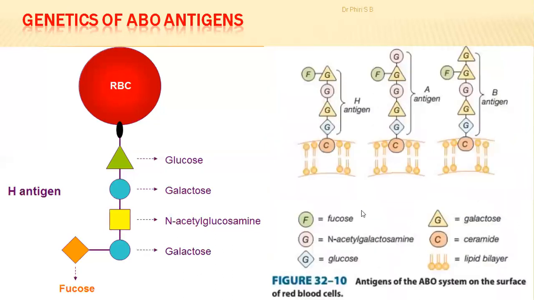This is the same diagram just expressed in a different form. So you can see here the H antigen for blood group O. This is the backbone for other antigens. So depending on what you are adding, if you add N-acetylgalactosamine, then it becomes A antigen. If you add galactose, then it becomes B antigen, like I've already explained here.